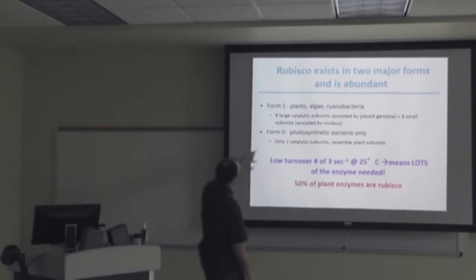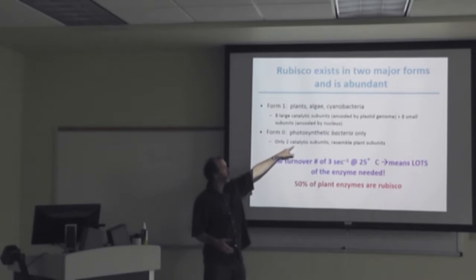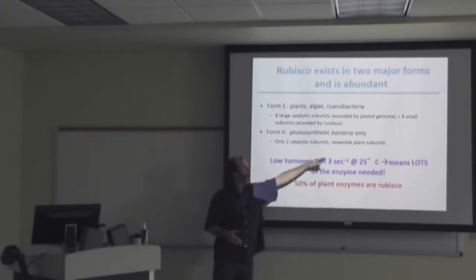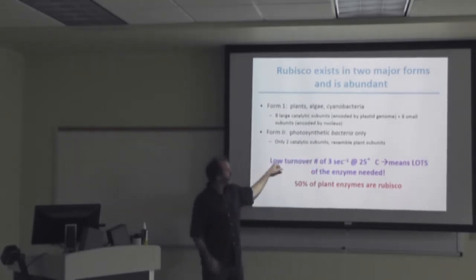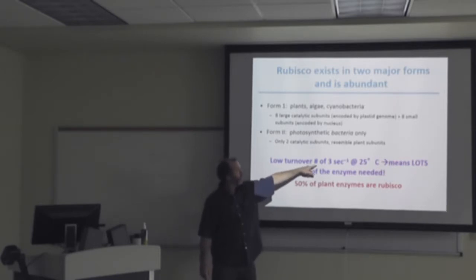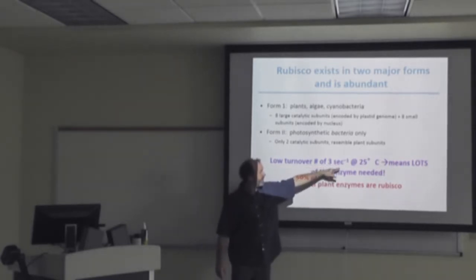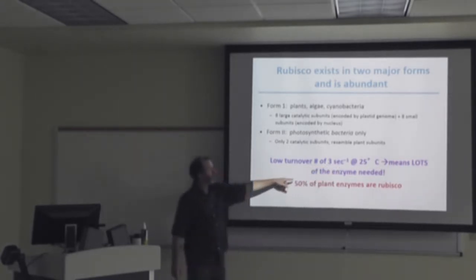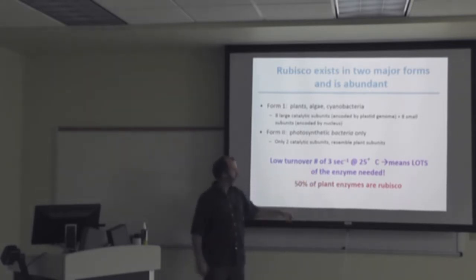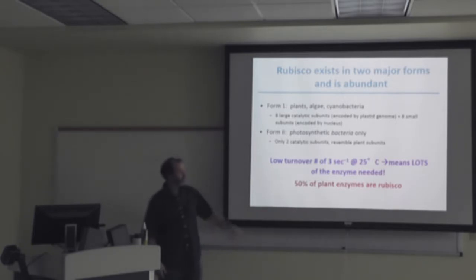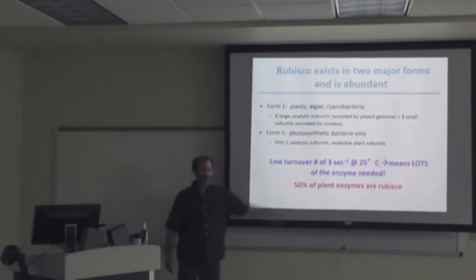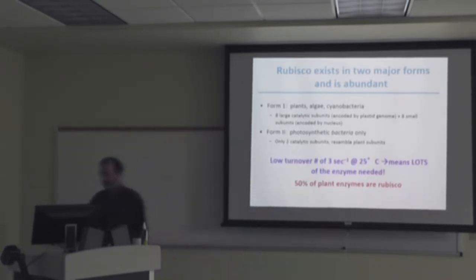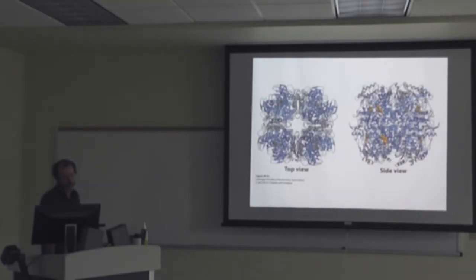Form 2 is only produced by photosynthetic bacteria, and it's only 2 catalytic subunits, which resemble the plant subunits. The low turnover number of 3 per second at 25 degrees C means lots of energy is needed to do this. 50% of plant enzymes are Rubisco. So, like I said, the most abundant enzyme in nature is Rubisco. This is a picture of the enzyme.